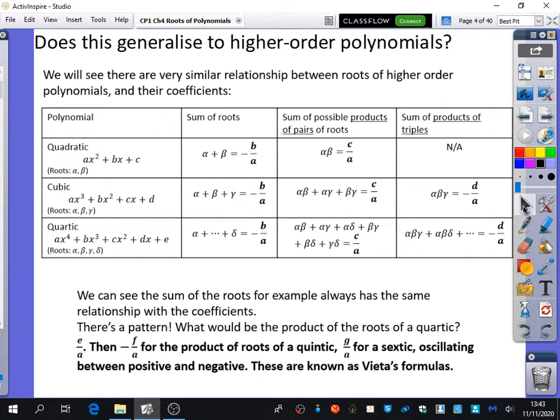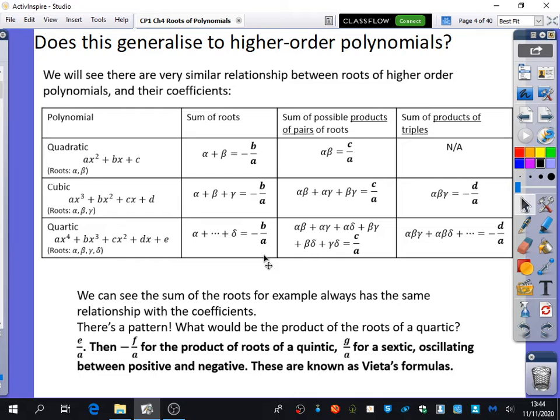The first thing that we've got is this. We said the sum of the roots was minus b over a. And for a quadratic, the product of the roots is c over a. I can't do the sum of the products of triples because I haven't got three roots to do anything with here. But when you do this with a cubic, you also get that the roots, when you add them together, also sum to minus b over a. And when you do it with a quartic, with the four roots of a quartic, they also sum to minus b over a.